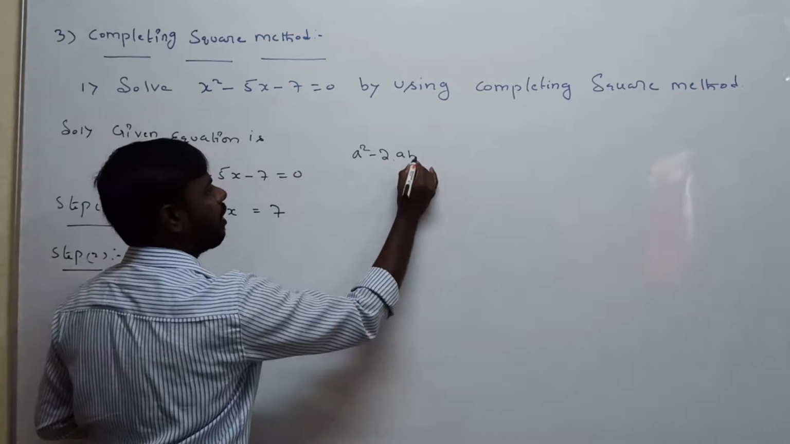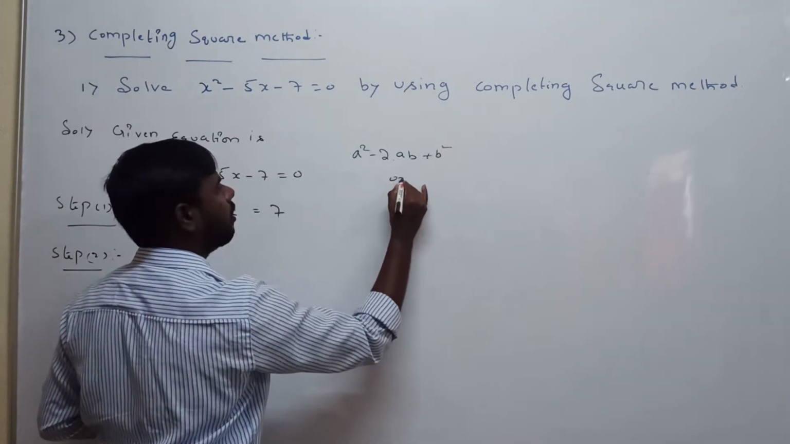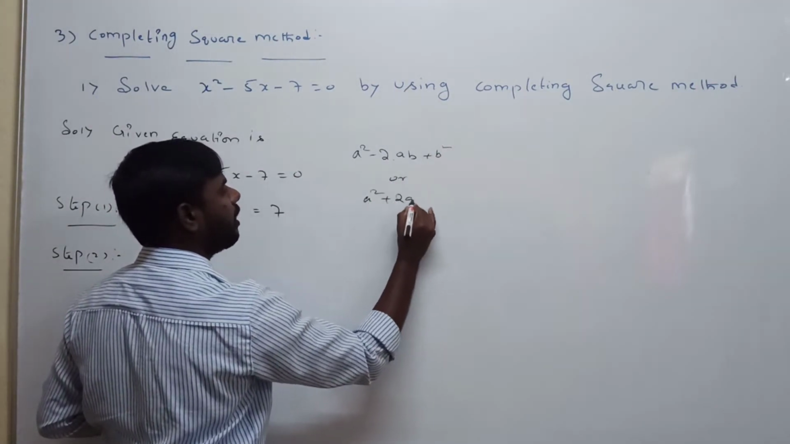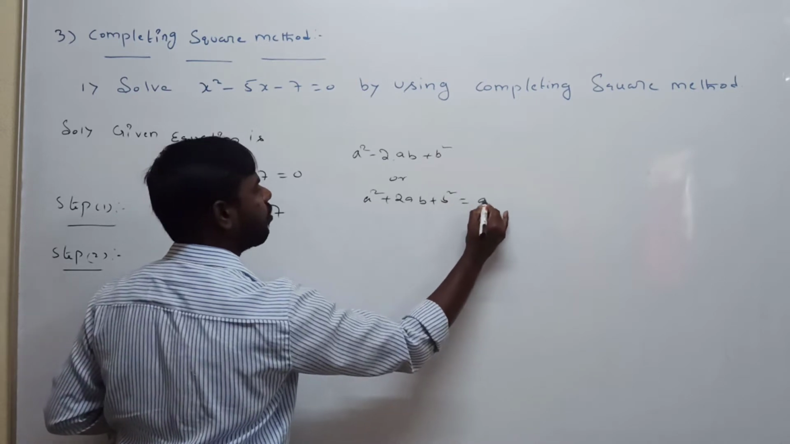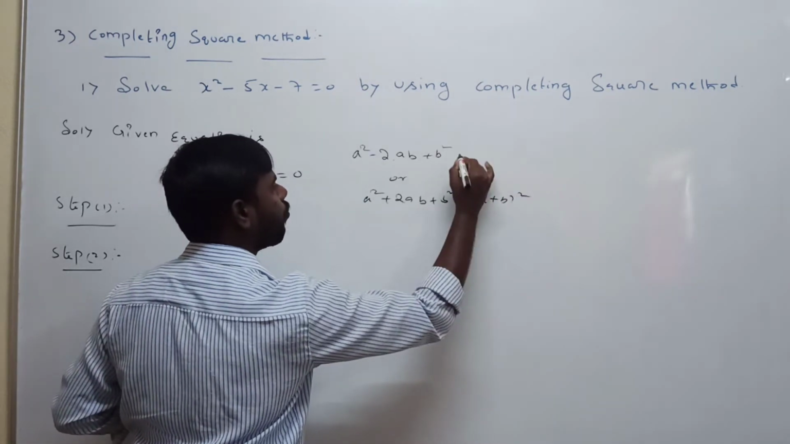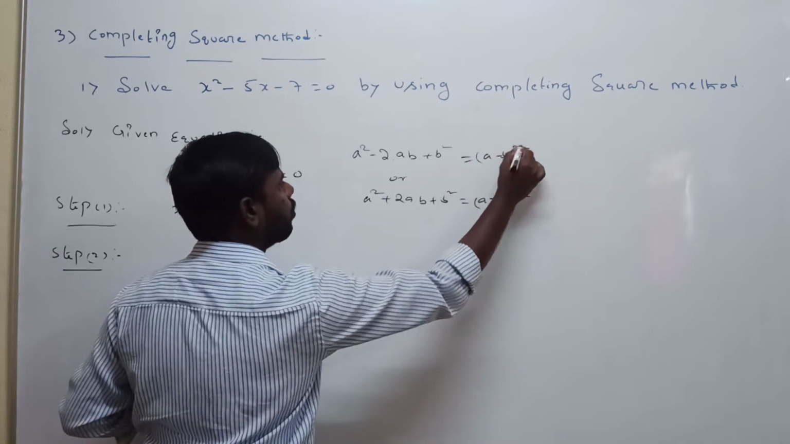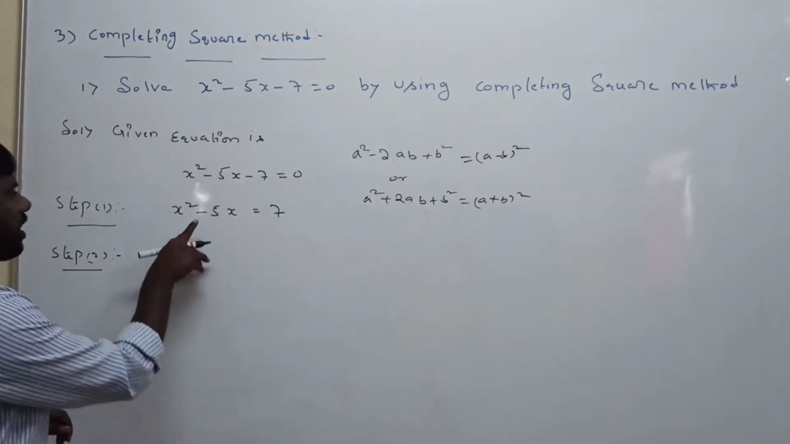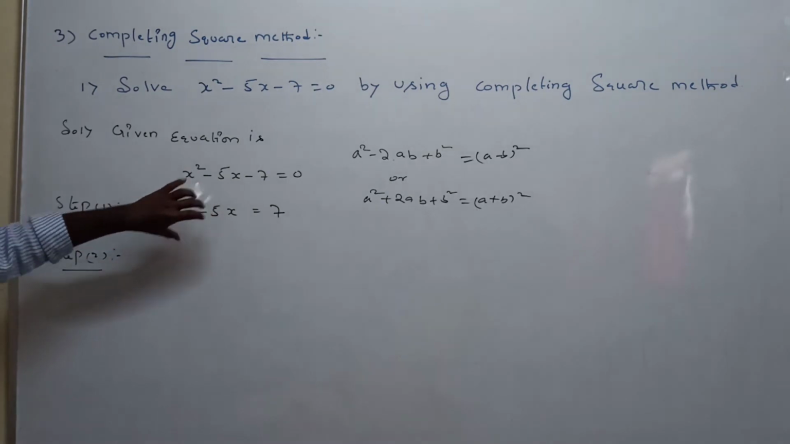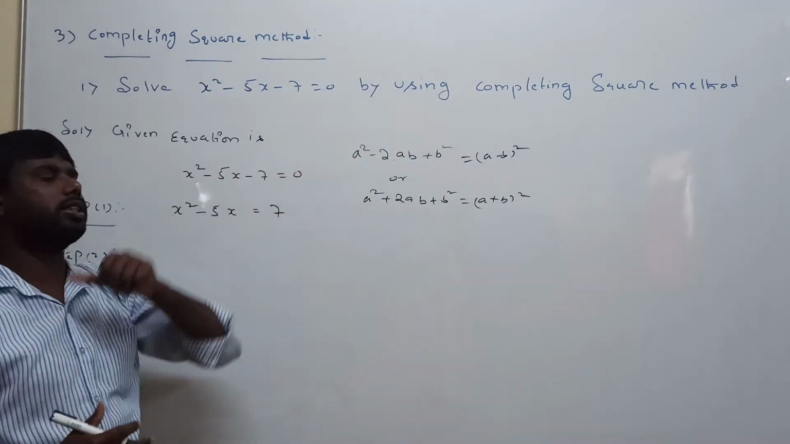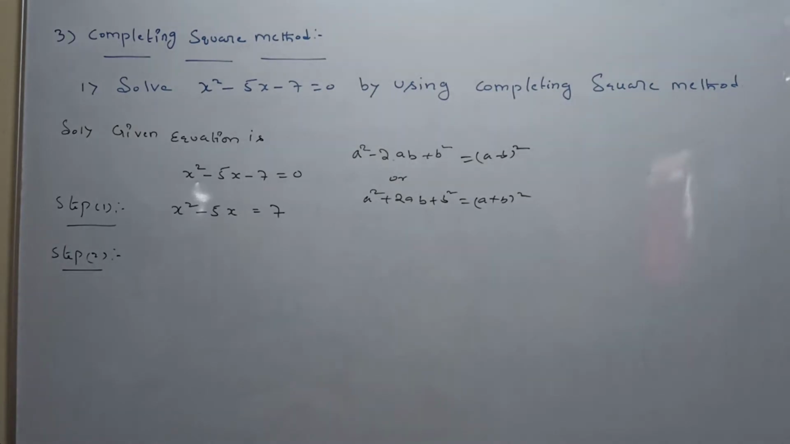Step 2. Whenever the given function is in the form a square minus 2ab plus b square or a square plus 2ab plus b square, we can easily convert it to the completed square. How do we decide between minus or plus? Here there is a minus, so this function is converted in terms of a square minus 2ab plus b square. How do we convert it?